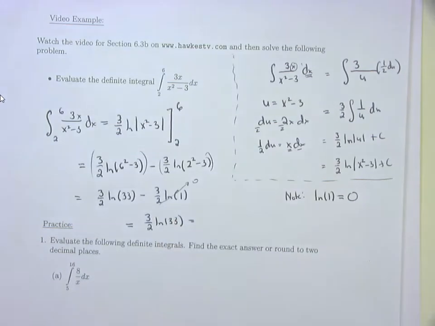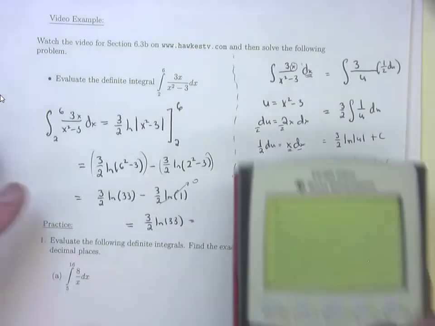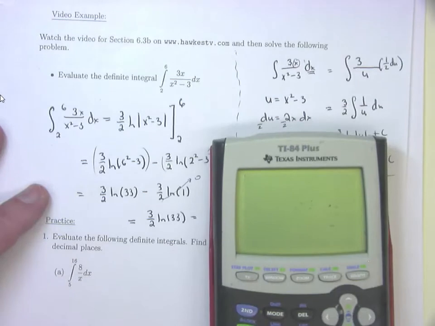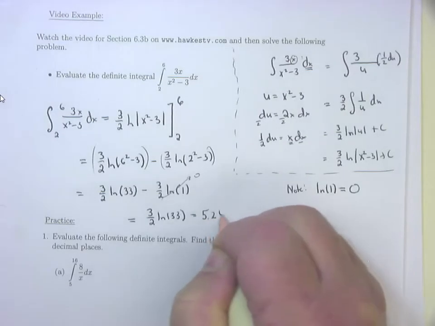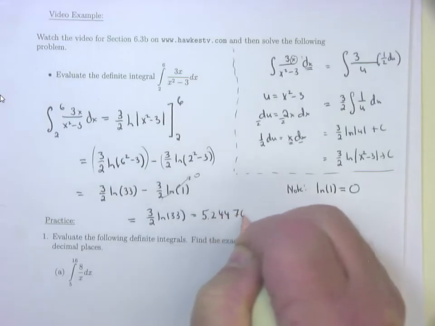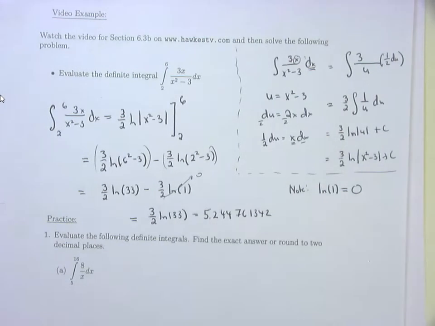And for those people that just want to know, fine. 3/2 times, close parentheses, natural log of 33 is 5.2444761342.